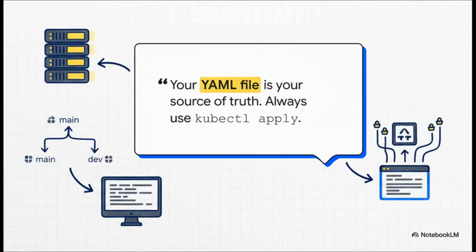If you remember one thing from this section, let it be this. Your YAML file is your source of truth. Keep it in version control, like Git. That file should be the absolute, definitive record of what you want running. Then, kubectl apply just makes it so.